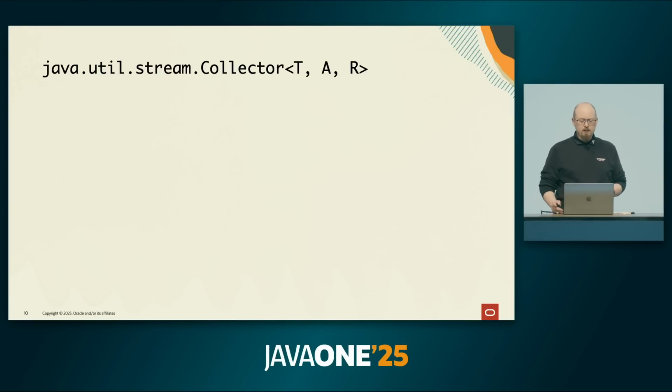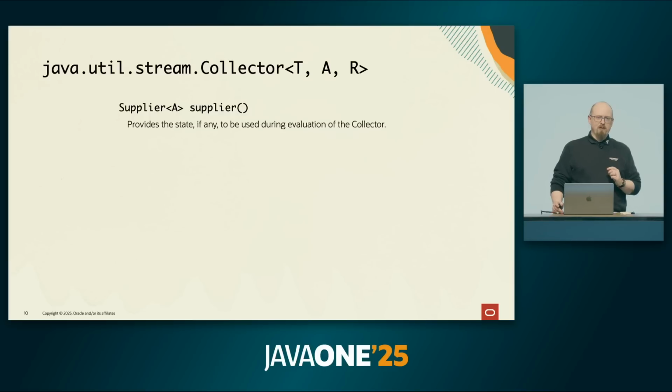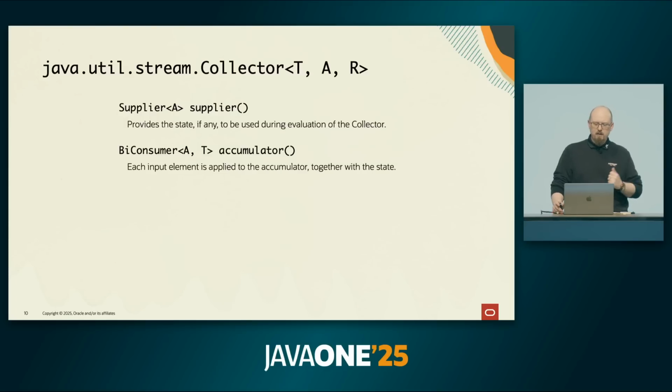Looking at Collector, it is an interface. T is the type of input elements to the collector, A is the type of the accumulator or the state, and R is the result value or type. So we have a bag of functional interfaces that are exposed by Collector. The first one is a supplier of the state, so we know how to construct the state that we're going to need for this collection operation. We have an accumulator, which is a BiConsumer that gets the current state and the next element, and you can decide to do whatever you want to do at that point.